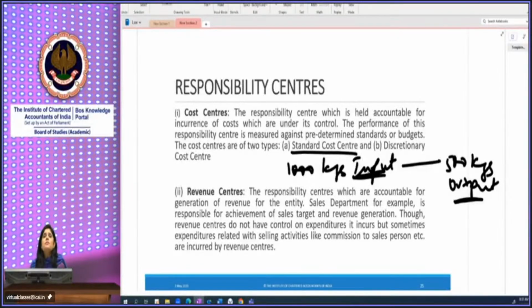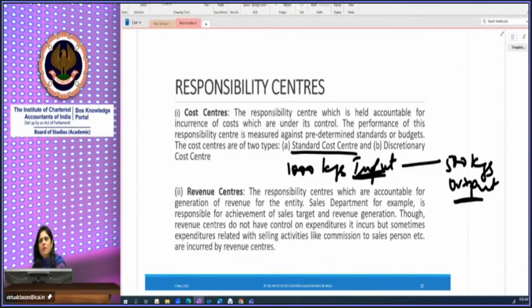So production department is a standard cost center. The input, whatever goes into the production process, is specified, and out of that 1000 kgs, how much output will be generated can also be measured. So that is a standard cost center where there is a standard procedure of measuring input and output. Discretionary cost center is where you cannot measure the cost and benefit. Clear? So the best example is advertisement. So there is an advertisement department. That is a cost department.